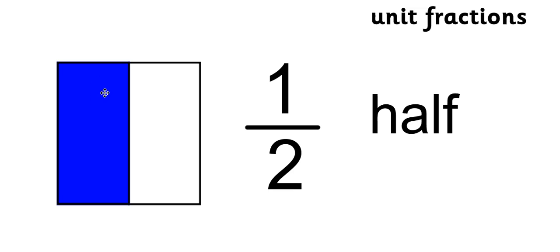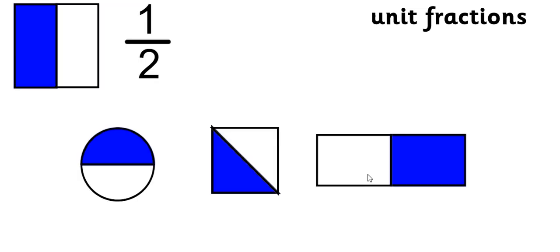So this shows us that there are two parts and one is coloured in. Another way to think of it is 1 out of 2. There are two, we've coloured one in, or it's 1 out of 2, or half. Here are some other examples of half, of this 1 out of 2.